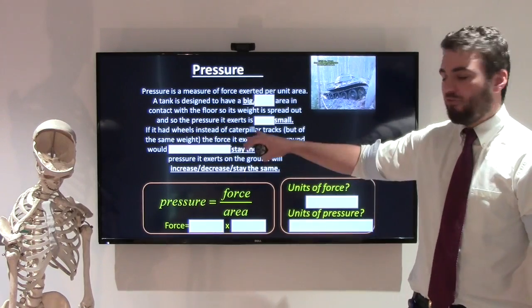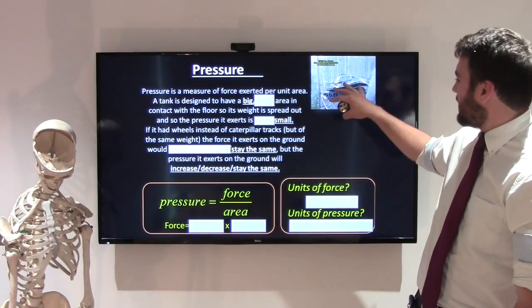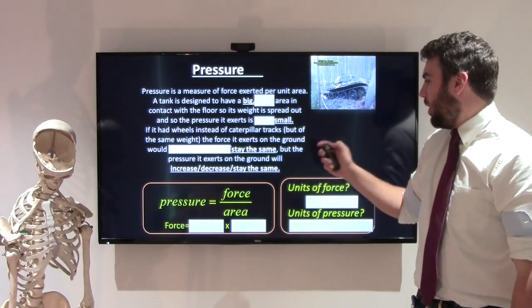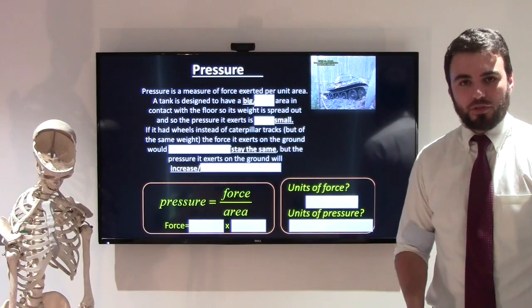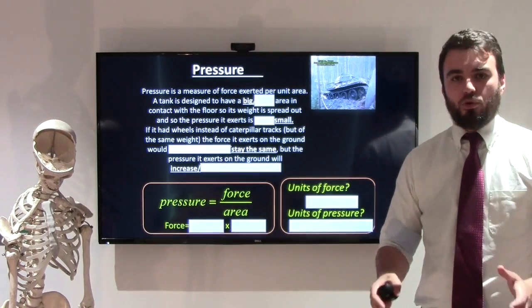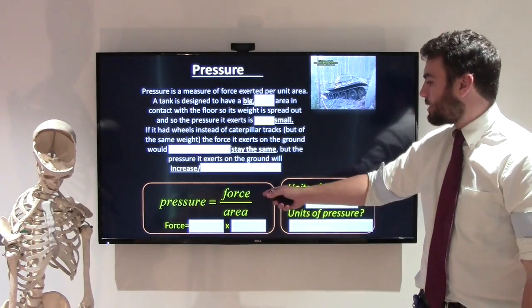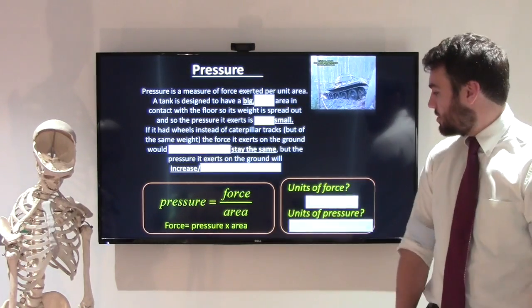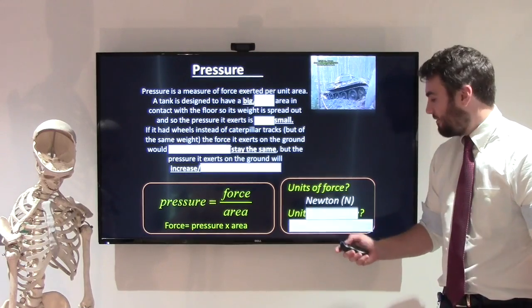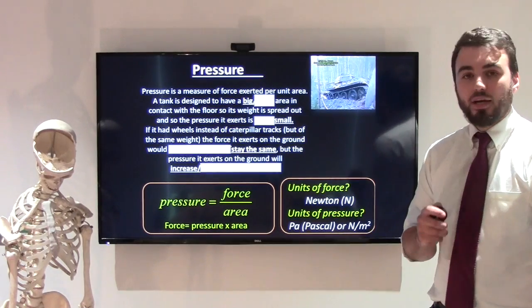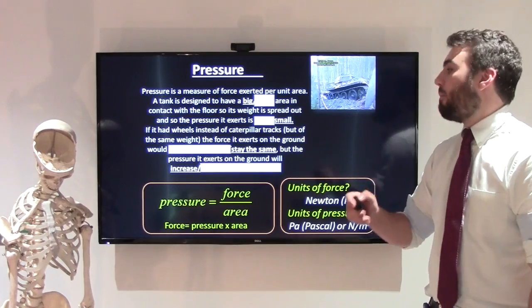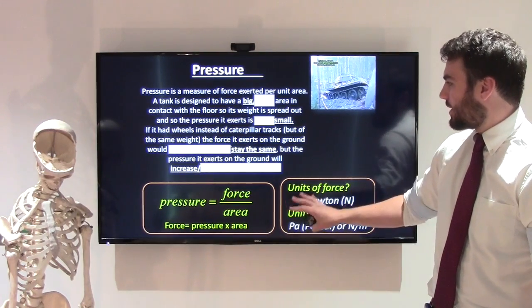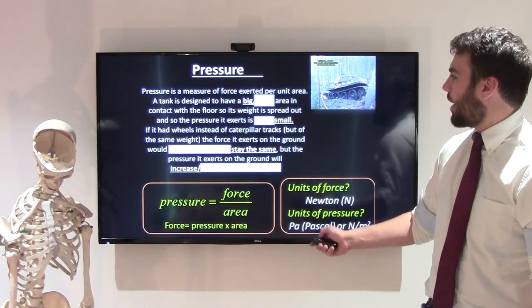Now remember, the force stays the same. It doesn't make any difference whether I have a big tread or whether I have a very thin tread. But the pressure it exerts changes, because it's spreading the same force over a bigger area. We can explain this in terms of the equation. Pressure is force over area, or I could rearrange it. Units of force, you need to remember this, is newtons. Units of pressure is newtons per metre squared, or pascals, Pa, named after a famous scientist. These are key things. We'll come back to these throughout.